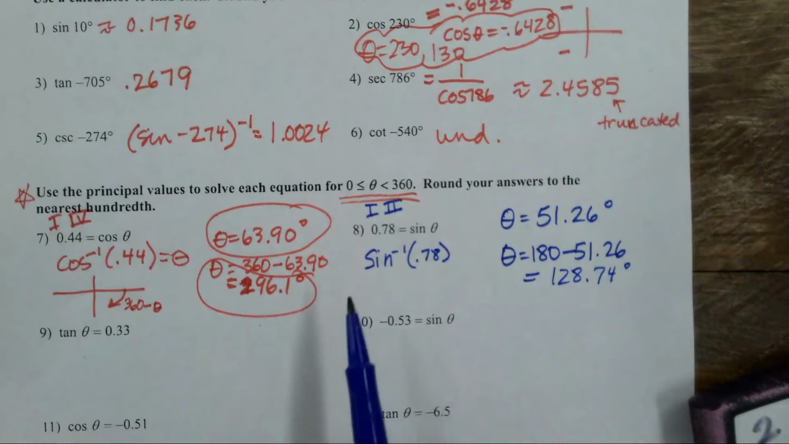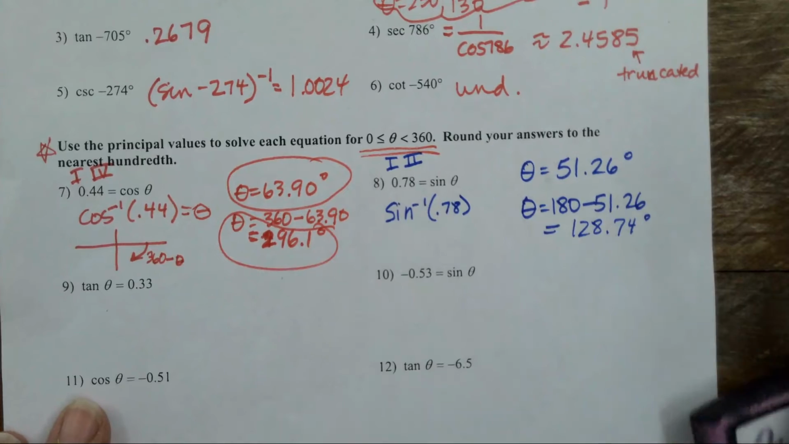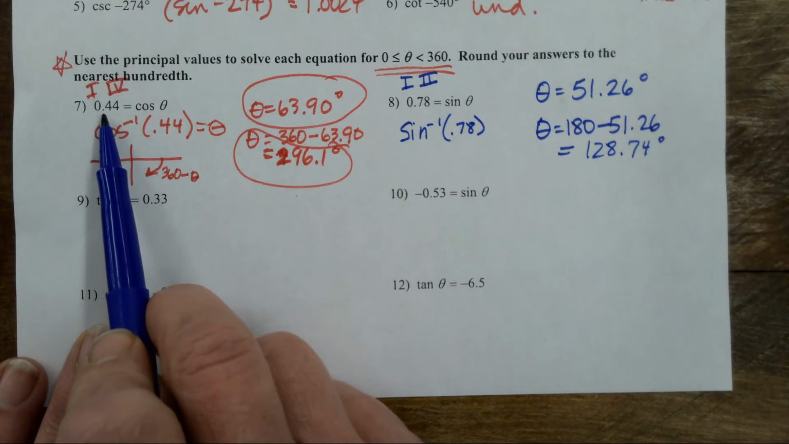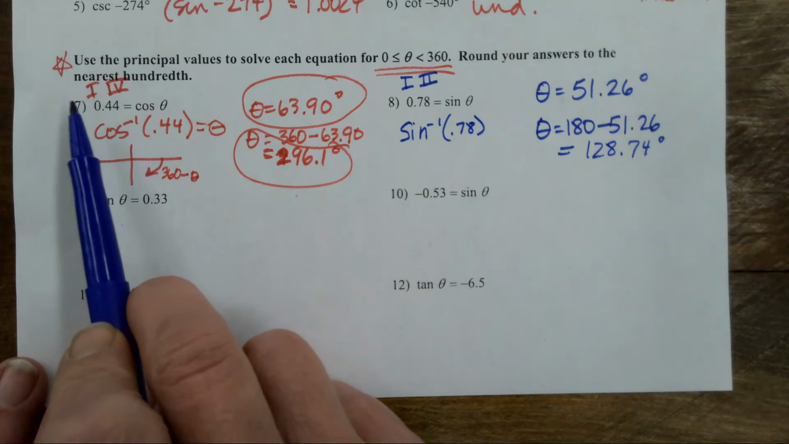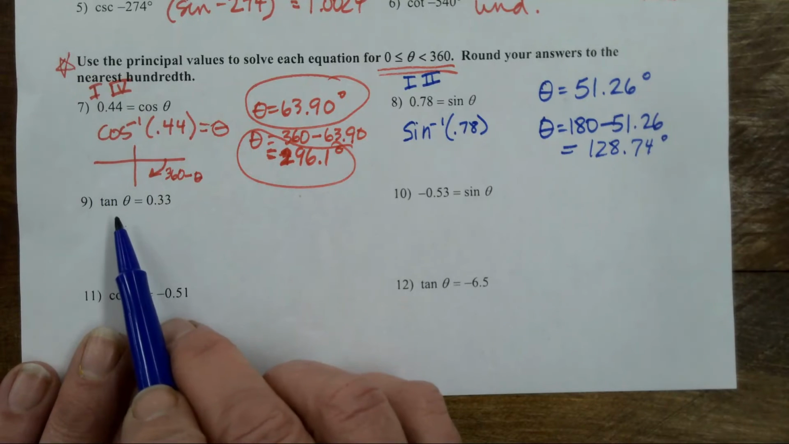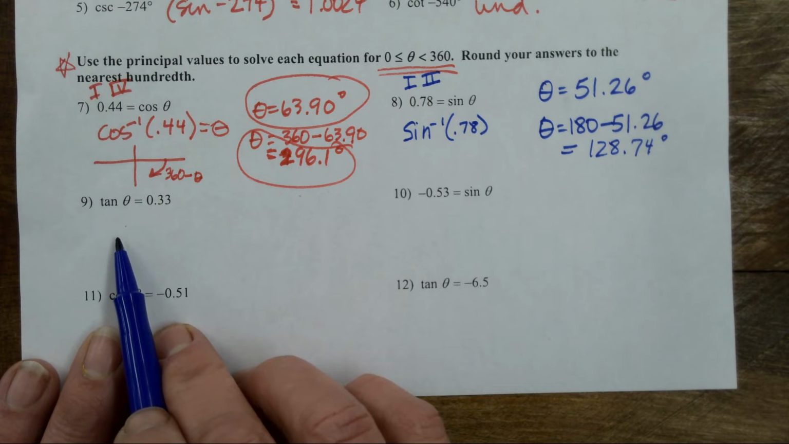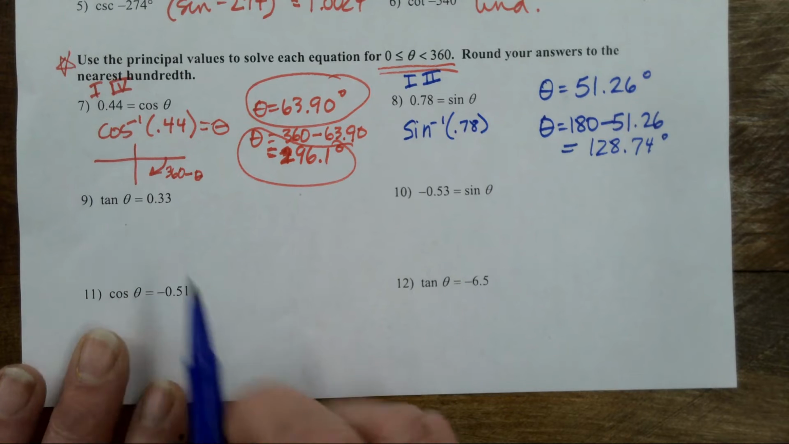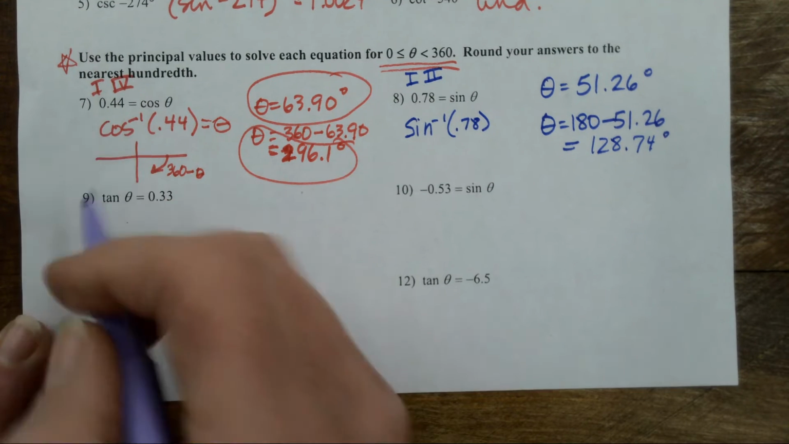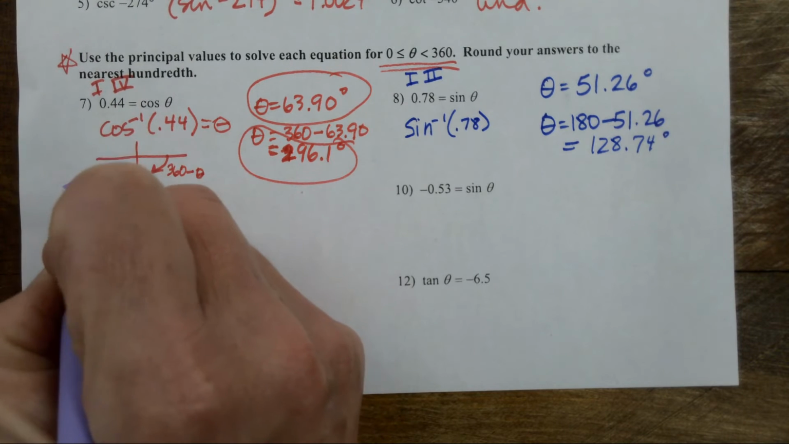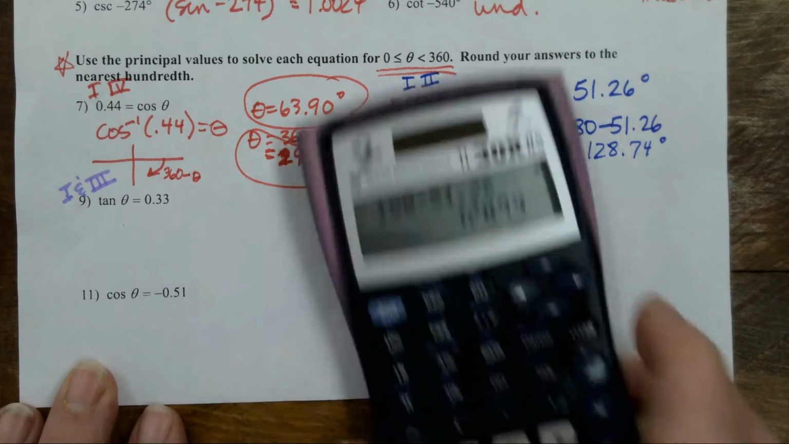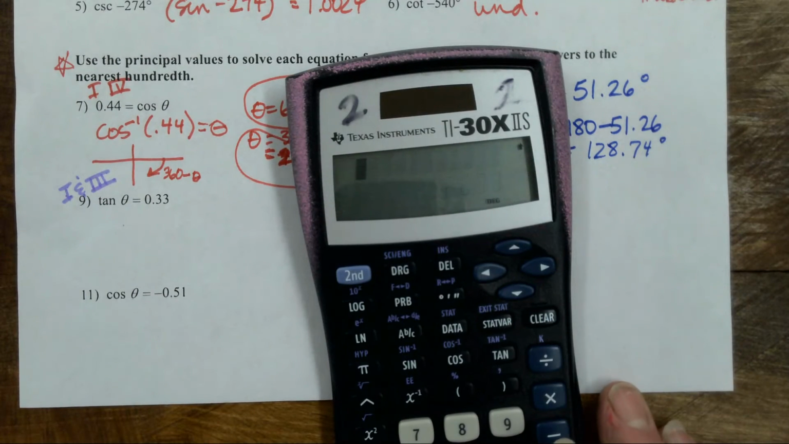Okay. It all goes back to what we did in the last chapter, and that is, when is the cosine positive? It's positive in the first and the fourth. When is the sine positive? In the first and the second. When is the tangent positive? First and the third. Yep. So I want my answer for number 9 to be the first and the third. Okay? So my calculator will give me the first answer automatically.